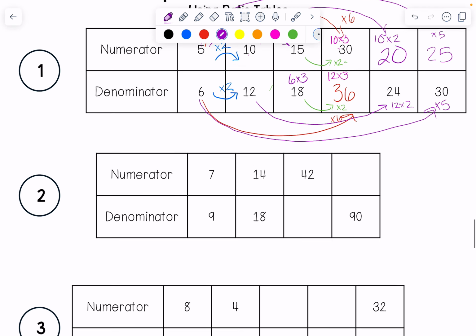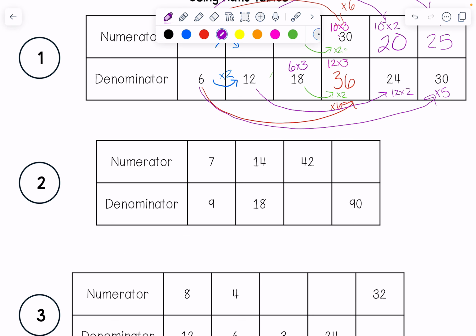Down here we have similar fractions and a similar setup again. The numerators are on top, denominators are on the bottom, and we're going to look at each fraction. So we have 7/9, 14/18, and then over here 42 over blank, and something over 90. We're going to use what we know about equivalent fractions to see if we can solve for those values.